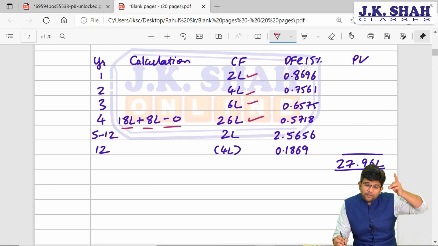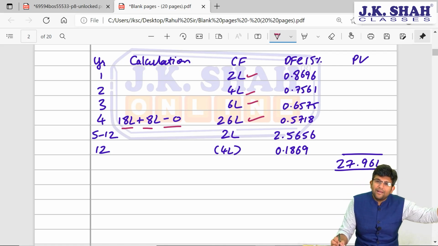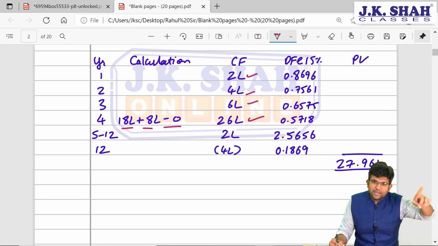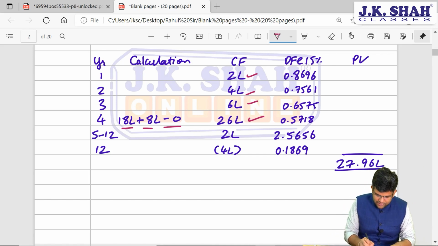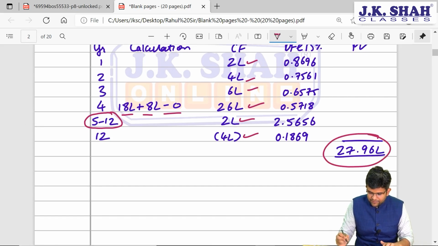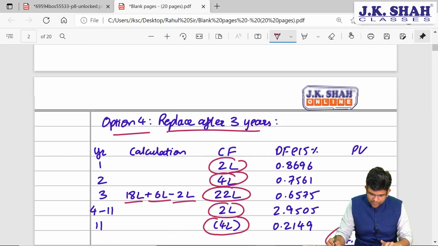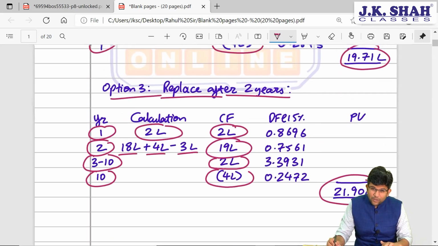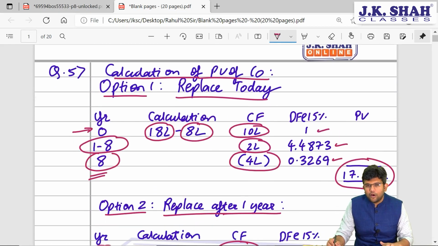From end of year 4 to end of year 12, your new machine will run. It's an 8-year project, 8-year machine. So your cash flows for maintenance will start from end of year 5 to end of year 12, 2 lakh rupees per annum. At the end of year 12, children, you will be recovering 4 lakh rupees salvage, and that will result in a present value of 27.96.